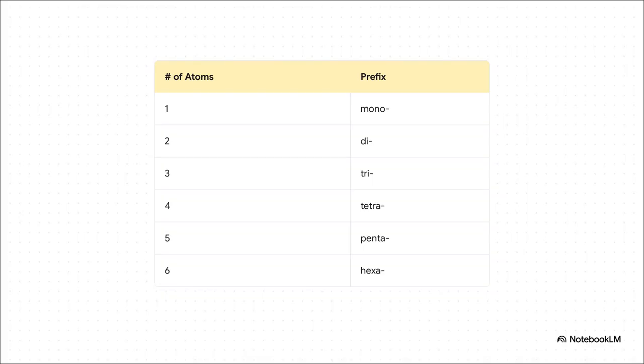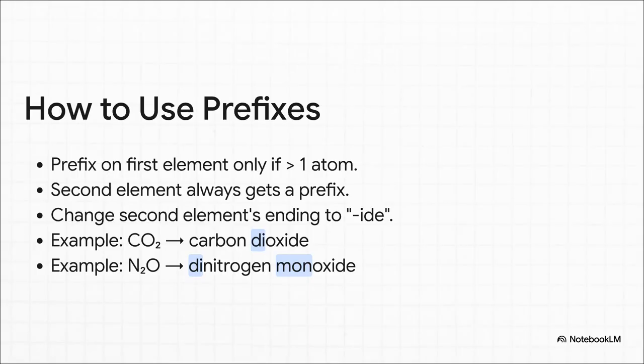Now, the thing about nonmetals is they're super flexible. They can combine in all sorts of different ratios. So we need a system to be very, very specific about how many of each atom we have. And to do that, we turn to some handy Greek prefixes to help us count. The rules here are also super systematic. You name the elements in order, and you use those prefixes to say how many.